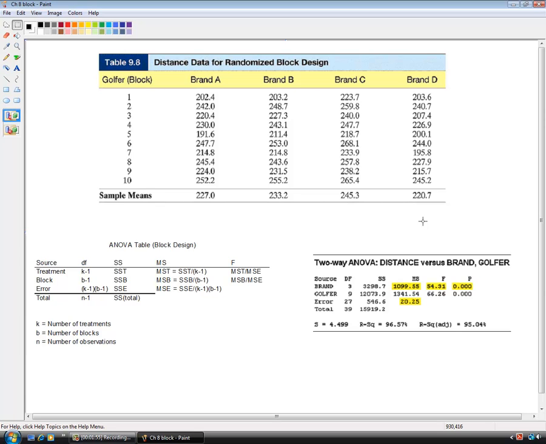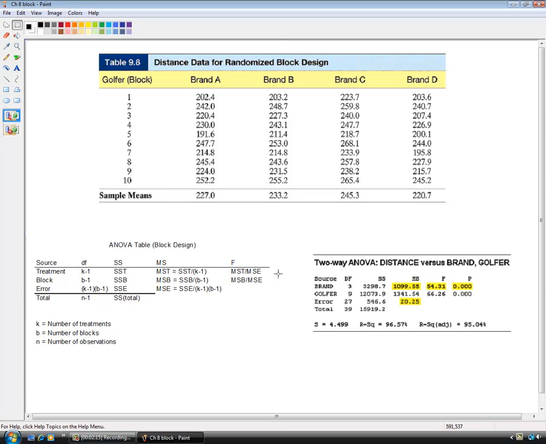Now, anybody who's golfed will realize that even professionals, if they hit a driver, probably won't be hitting it the same distance, especially if we get 10 of them. So we're probably going to have some sort of block design or block differences as far as that goes. So this is the basics of it.